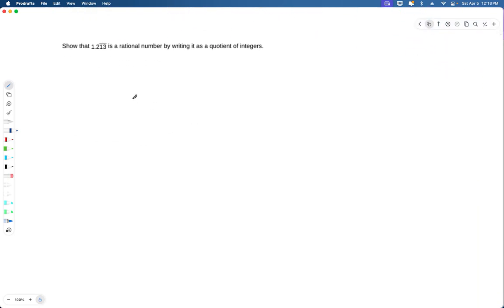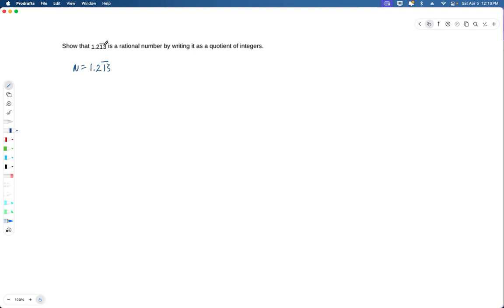All right, here we've got 1.2 repeating 1, 3. I'm going to show that it's a rational number. We're writing it as a fraction. Quotient of integers, just a fraction. So I'm going to take this number, and I'm looking at the number of places that are repeating. So I'm going to use that many zeros. N is equal to 1.213 with the 1, 3 repeating.